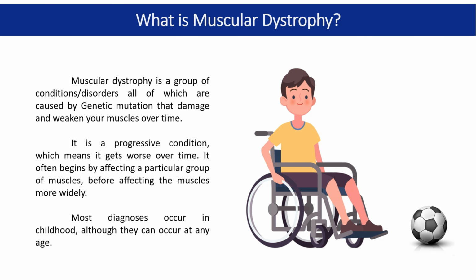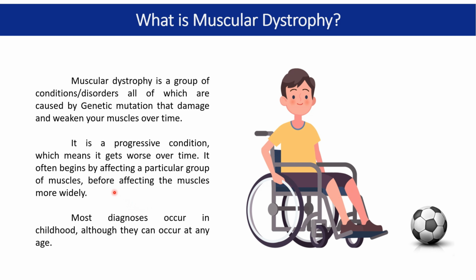So what is muscular dystrophy? Muscular dystrophy is a group of conditions or disorders caused by a genetic mutation, and the result is that it starts affecting the muscles over time. So this is a progressive condition, which means the condition worsens over time.